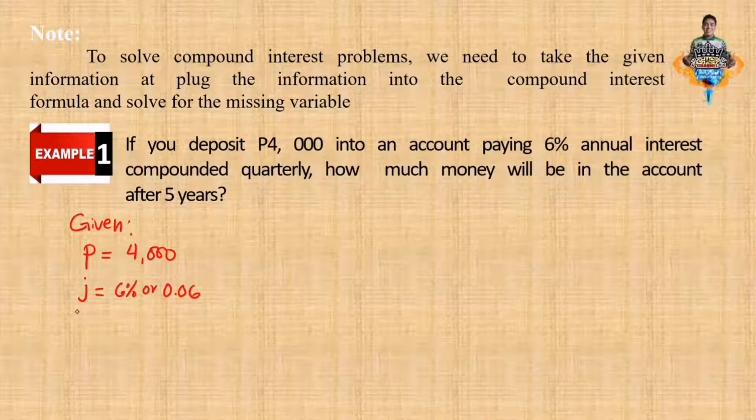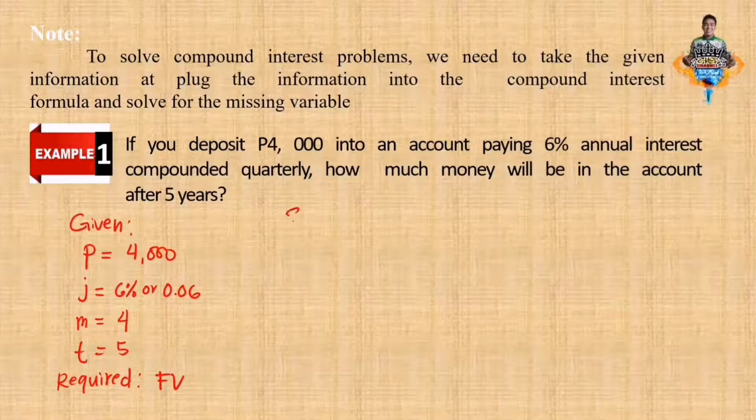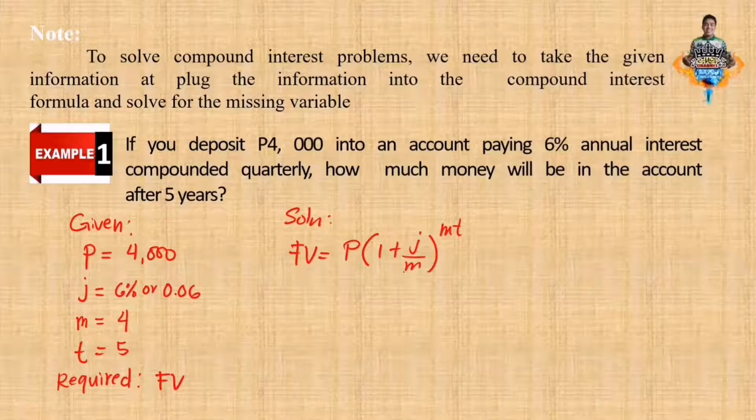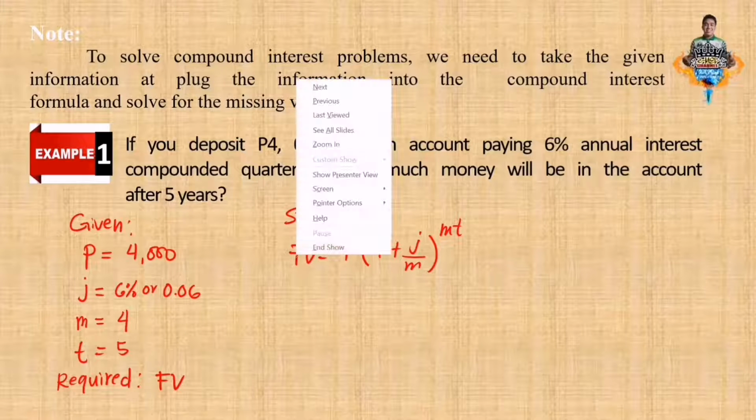Then the next is compounded quarterly. Meaning to say, you are going to pay it every 3 months, so that is 4. Then how much money will be in the account after 5 years? So the time is 5 years. What is asked in the given problem is the future value, FV. So we know the solution using the formula FV equals P times (1 plus the quotient of J over M) raised to the power of MT. Be familiarized with this general formula for compound interest.